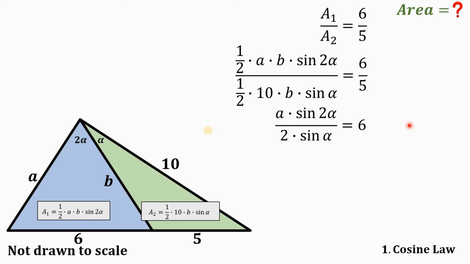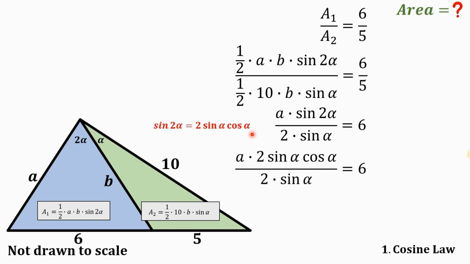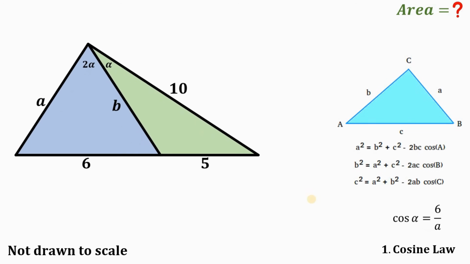And we can use some identity because sine 2 alpha is equivalent to 2 times sine alpha times cosine alpha. Now cancel some similar terms and we arrive at A times cosine alpha equals 6. And we can say that cosine alpha equals 6 over A. Now let's set aside this result. We will use this later on.